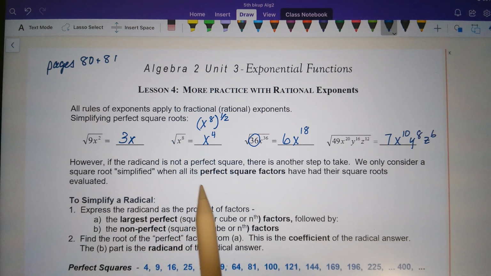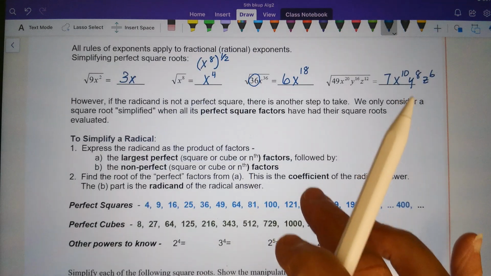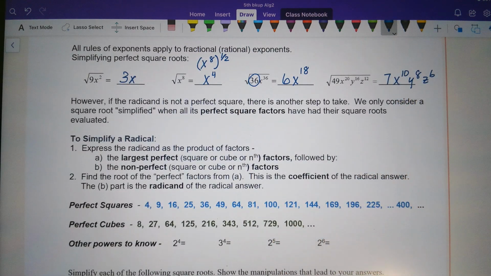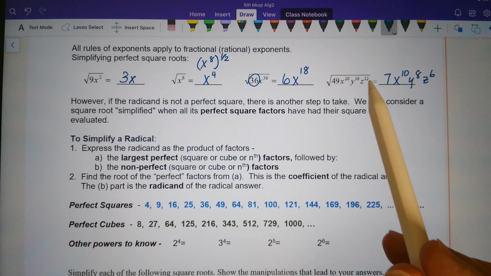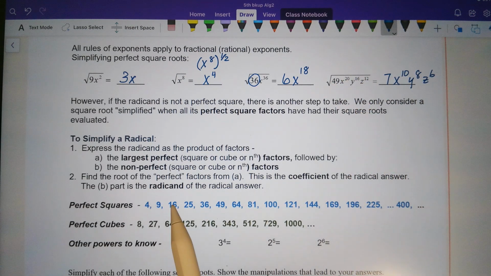However, if the radicand is not a perfect square, there's another step to take. We only consider a square root simplified when all its perfect square factors have had their square roots evaluated. To simplify a radical, express the radicand as the product of factors. Remember, the radicand is what's underneath the square root symbol. A is the largest perfect square, or cube, or nth factor, followed by B, the non-perfect square, or cube, or nth factors.